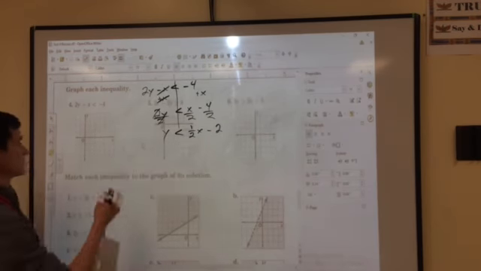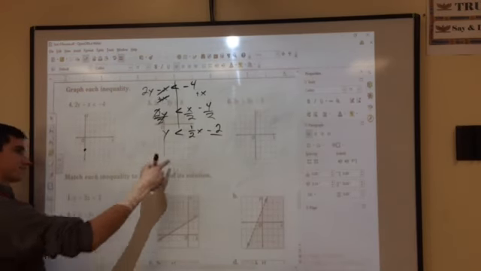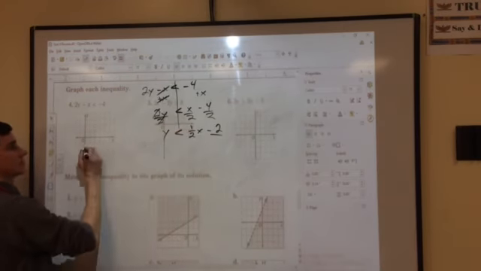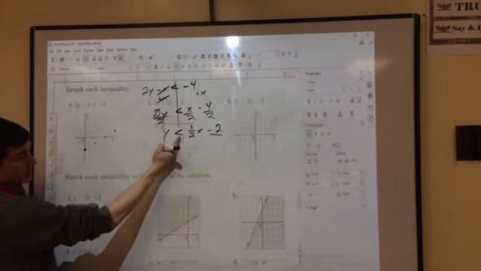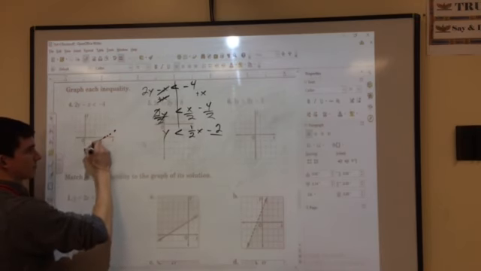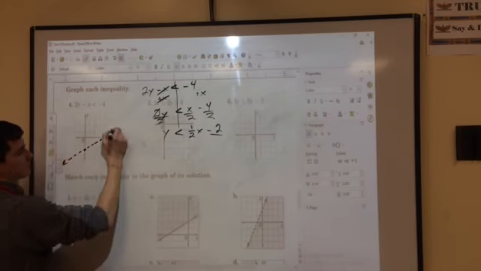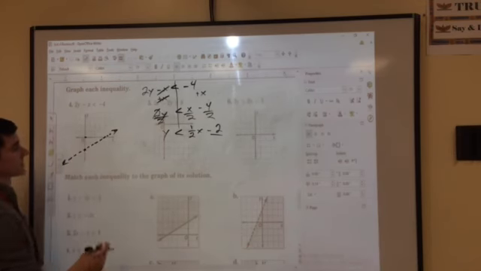The reason I want to do that is so that I can see my slope easier. So I start at minus 2, which is my y-intercept. Then I rise 1 and I run 2. So rise 1, run 2. Rise 1, run 2. I connect it with a dashed line because there's no equal sign on here. I shade either above or below. I'm going to use 0, 0 again because I can.